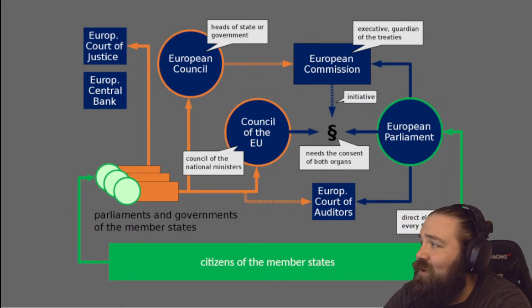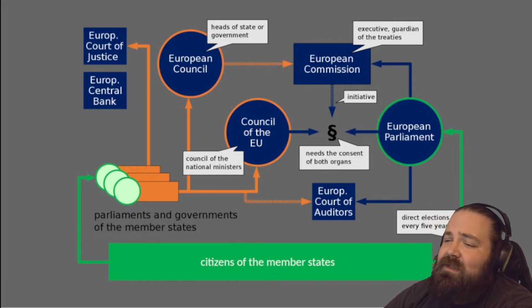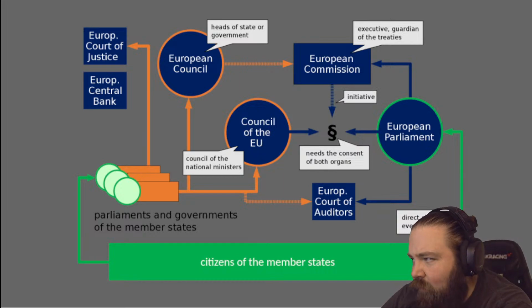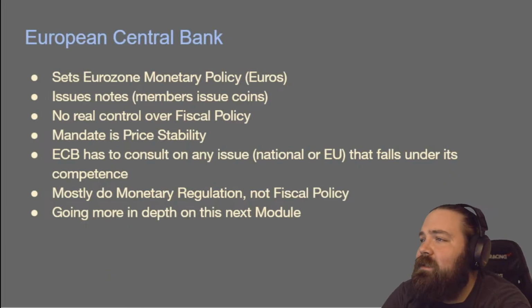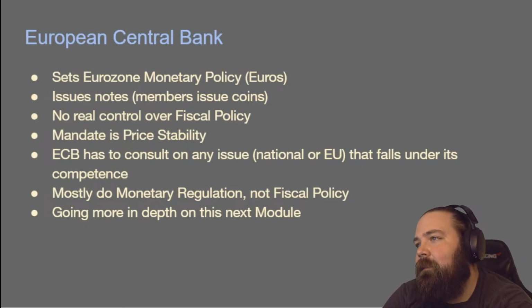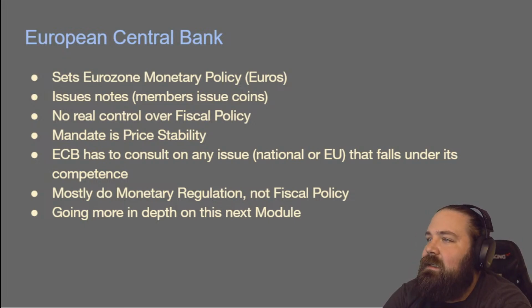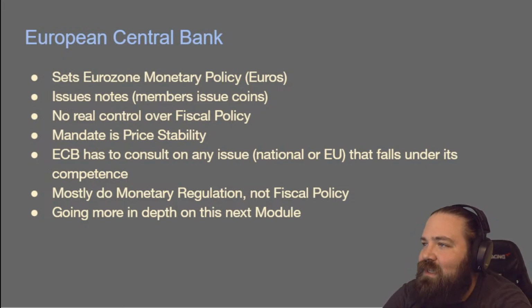Remembering that the EU starts off as a customs and tariff union, eventually becomes a monetary union. Economics is central, right? It is at the core of what the EU is doing and how it came to be. So the European Central Bank's primary remit, its primary job, is to set Eurozone monetary policy. And they don't do fiscal stuff. And we'll talk about that difference next class. But they're responsible for managing the euro.